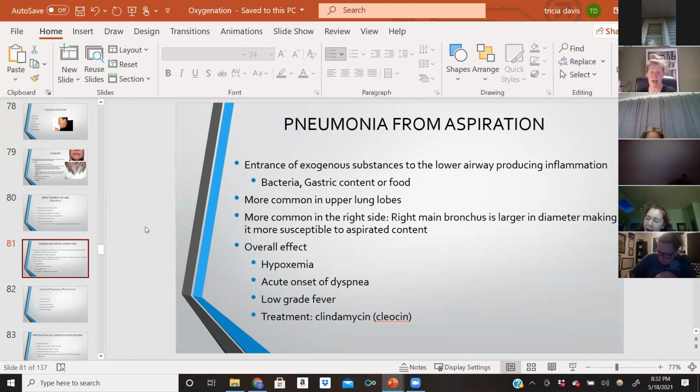It is very common in our upper lungs, and it's more common in the right side, mainly because the bronchus on the right-hand side is the main bronchus. It's larger in diameter, so it makes it more susceptible for aspirated content to get in there. The overall effect of aspiration pneumonia is hypoxemia. It's usually acute, so it's an acute onset of dyspnea. They may have a low-grade fever, and usually we're going to treat it with an antibiotic, and the antibiotic we usually use is clindamycin.